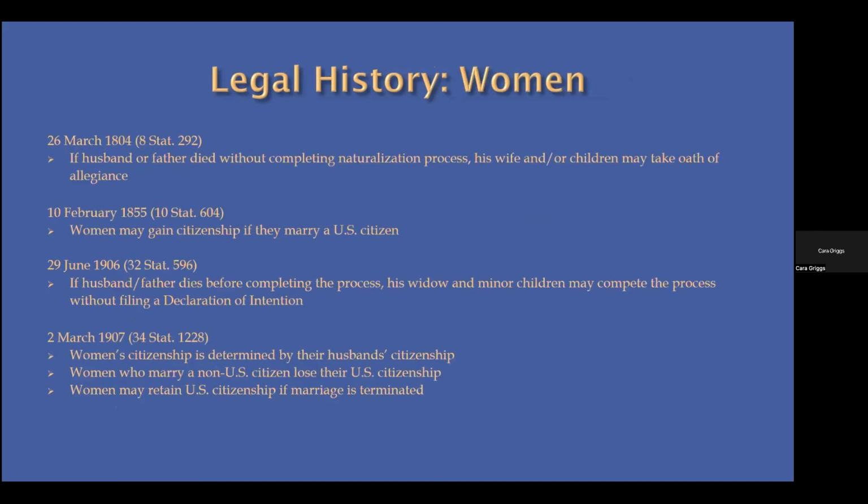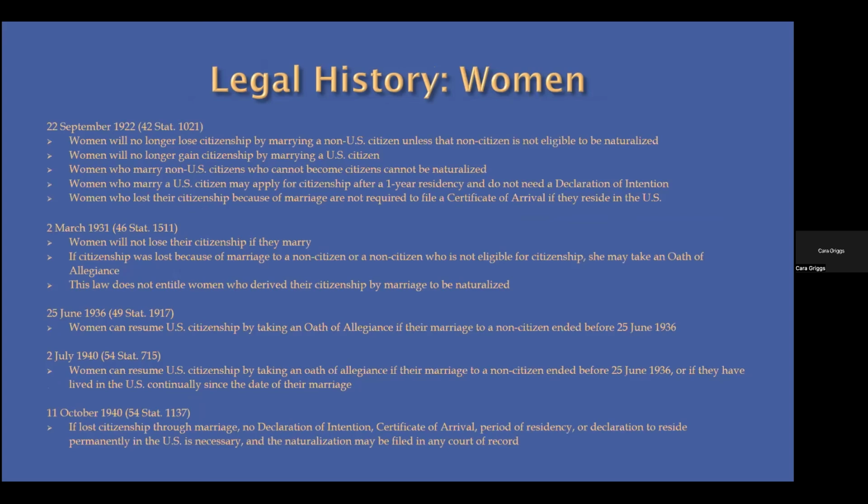Women were also treated differently and were not mentioned in naturalization laws until 1804. The law stated that if a man died before completing the naturalization process, his wife and children could become citizens by taking an oath of allegiance. Beginning in 1855, a woman could become a citizen if she married a U.S. citizen, meaning that her citizenship was derivative. It was not until 1922 that women were required to go through the naturalization process themselves to become a U.S. citizen and could no longer rely on marriage.